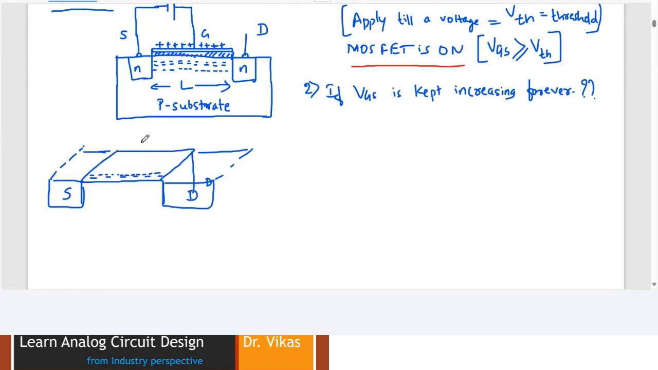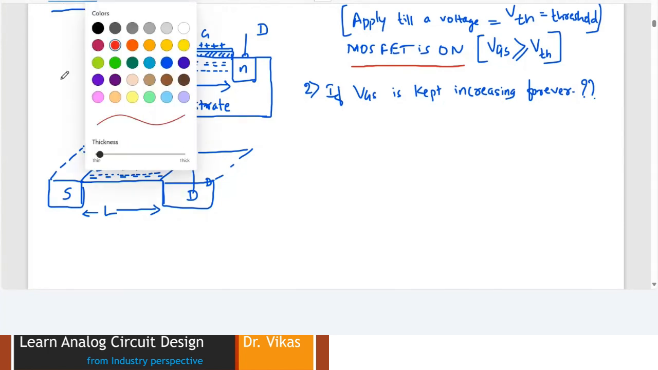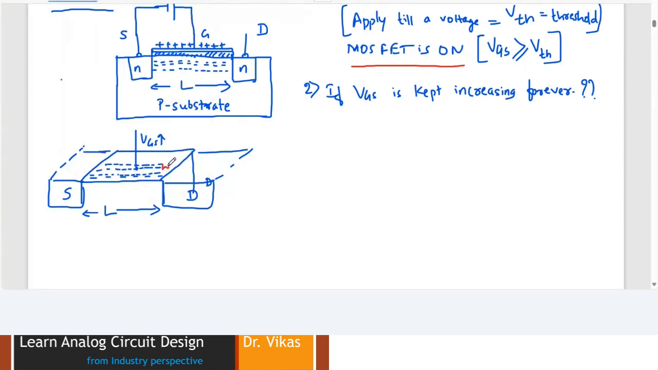Now, if VGS is further increased, what will happen? Some more extra holes come on top of this gate, and they attract a few more electrons, which again settle over here. So this is length. Length is of course fixed, and this is my width. Let me mark it. So this is my width, and this is thickness.